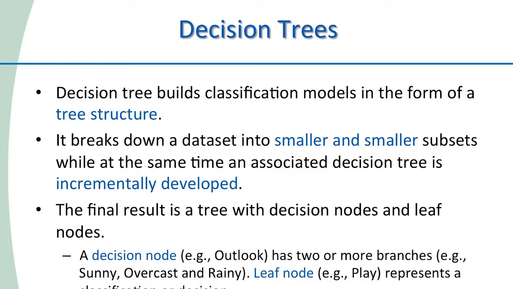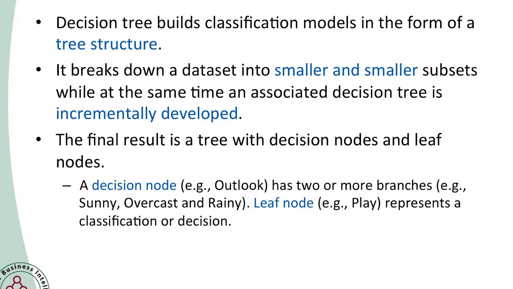In this session, let's talk about decision trees. Decision trees are examples of classification models that we can use to predict something that is categorical in nature. By definition, decision trees build classification models in the form of a tree. It breaks down a data set into smaller and smaller subsets, while at the same time an associated decision tree is incrementally developed. The final tree contains decision nodes and leaf nodes.